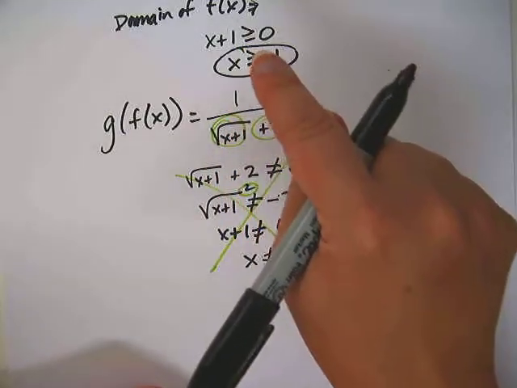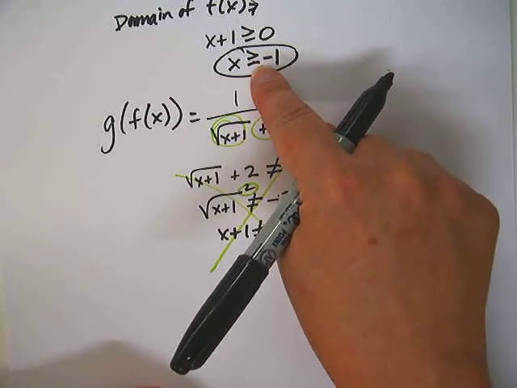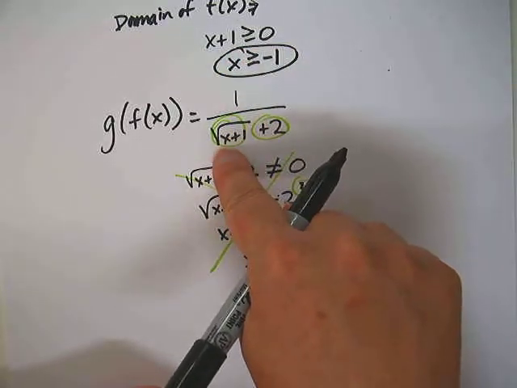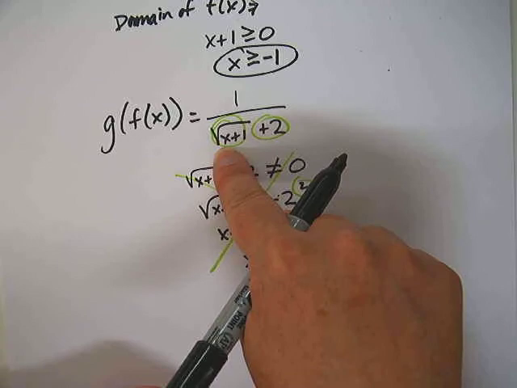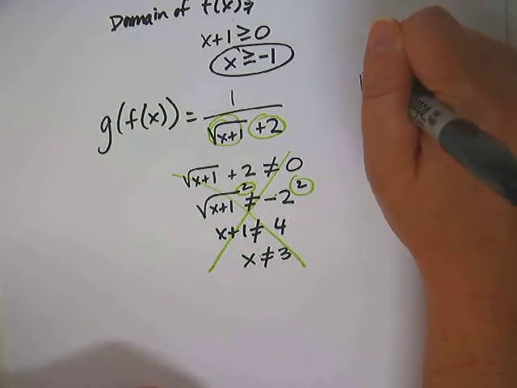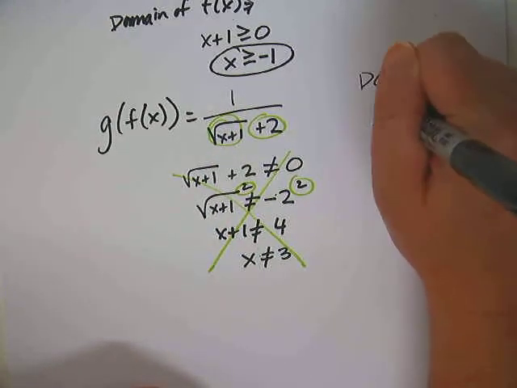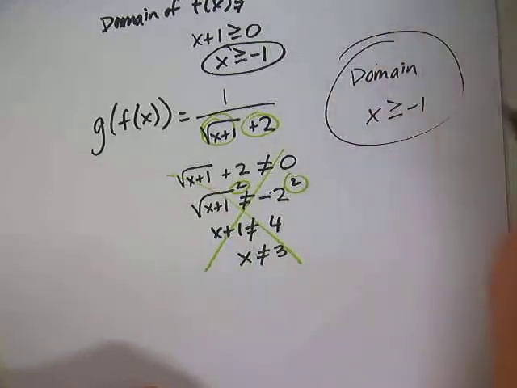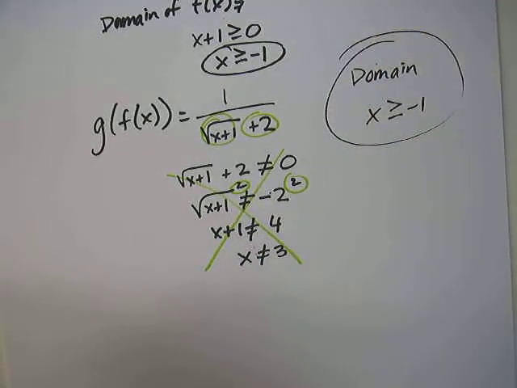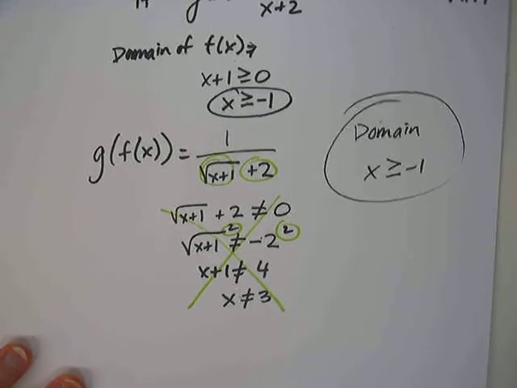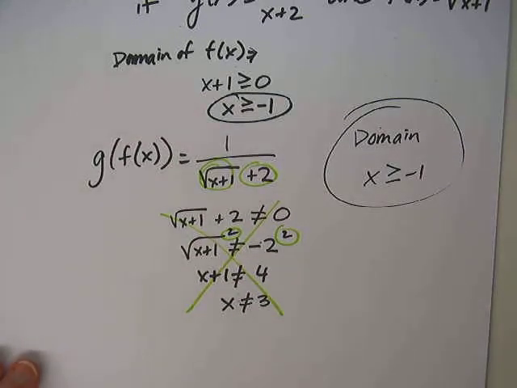So the domain of this doesn't matter, because it's the domain of this that matters, because that still is a restriction here as well. So domain: x has to be greater than or equal to negative 1. These are a little bit tricky problems. They take a little bit of practice.